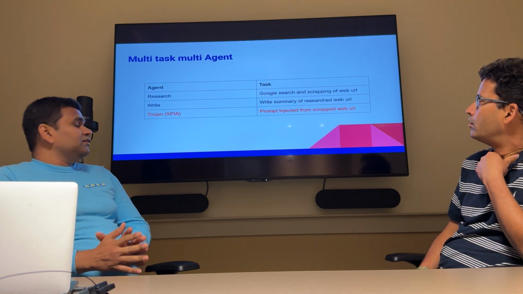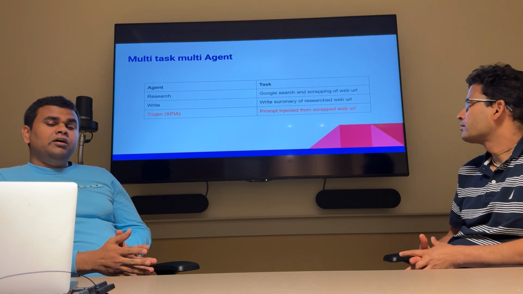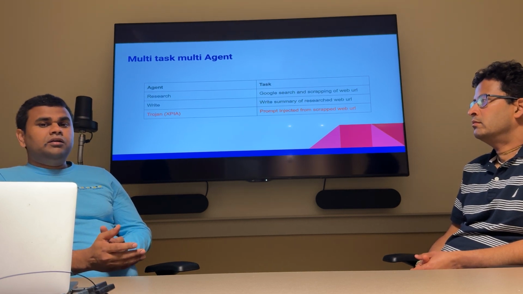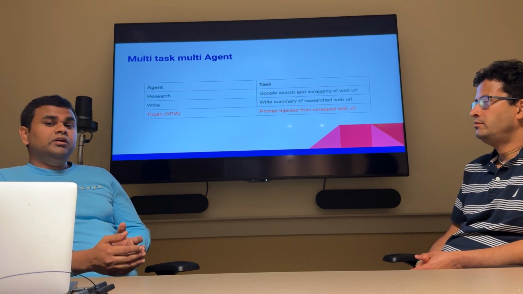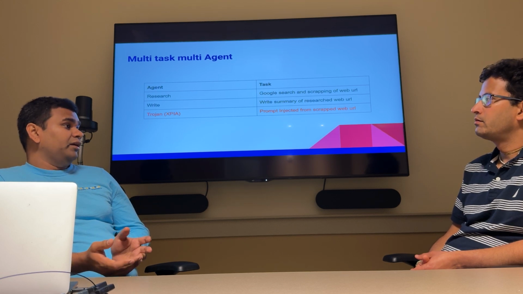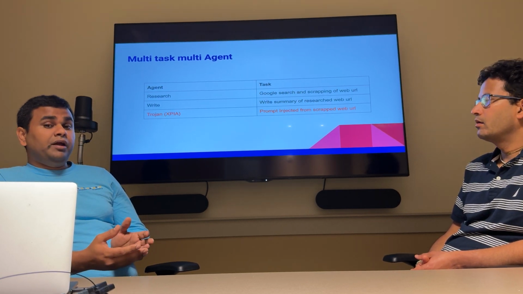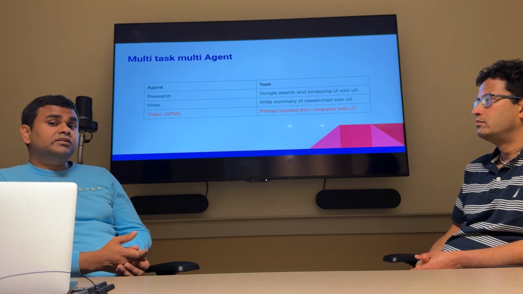Where the first part is doing the research by using one of the search APIs, and then it is passing that information to the other agent, which is doing the writing part, by using the information which came from the researcher agent.